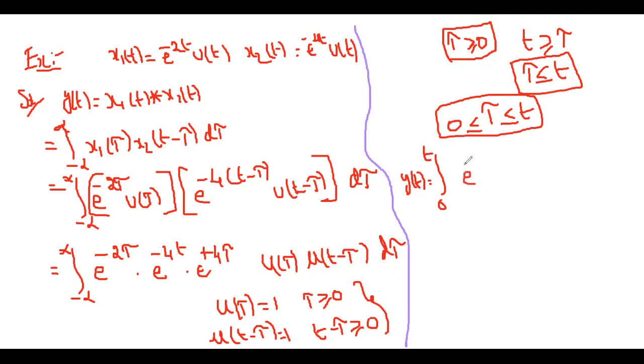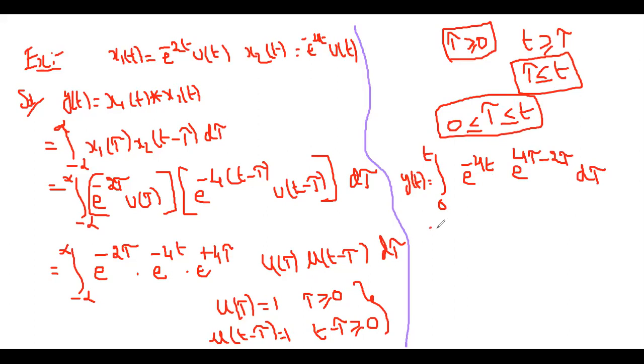I am writing e power minus 4t as a constant, and the two functions are e power minus 2 tau and e power plus 4 tau. Add the powers because the bases are the same: 4 tau minus 2 tau, into d tau. Okay, I'm not writing the mu of tau and the mu of t minus tau. Change the limits here by substituting the two ranges, that tau is greater than or equal to 0 and tau is less than or equal to t.